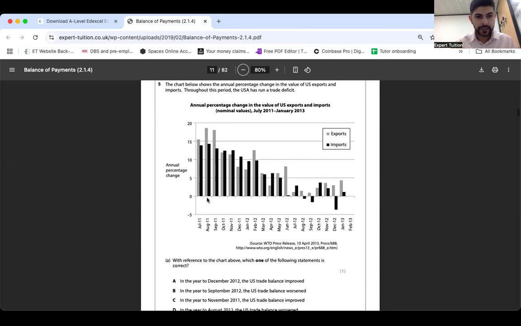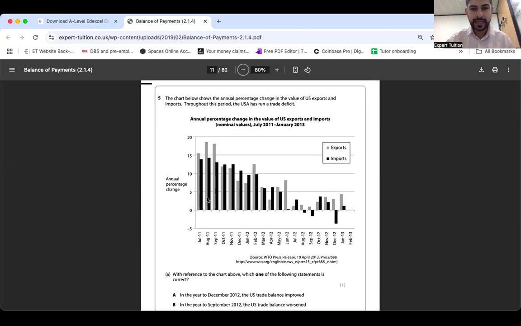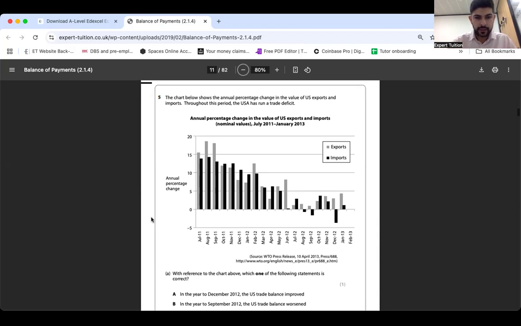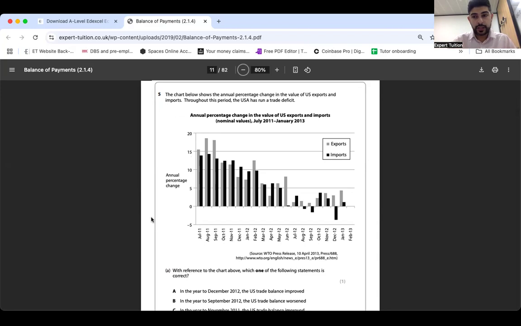Okay, what's this saying? The chart below shows the annual percentage change in the value of US exports and imports. Throughout the period, the US has run a trade deficit. Okay, that's useful to know. Now, this one's actually a bit challenging because it's got the annual percentage change, and you can see that relative to the year before, it's not the total amount of exports or the total amount of imports.